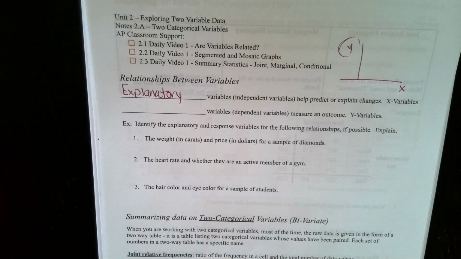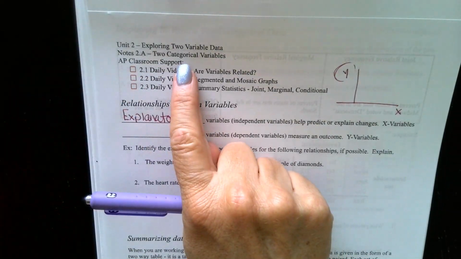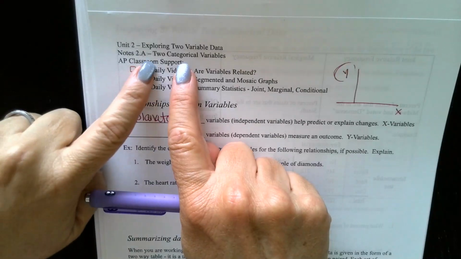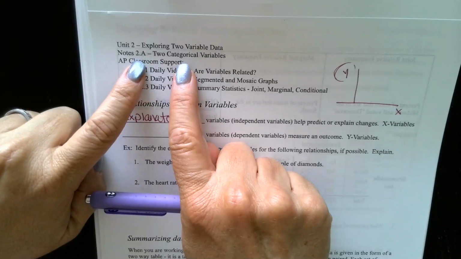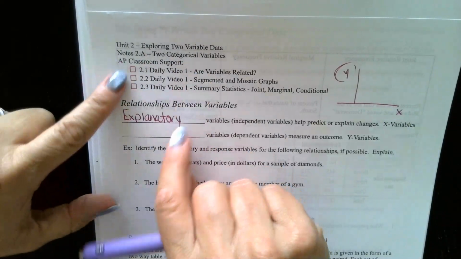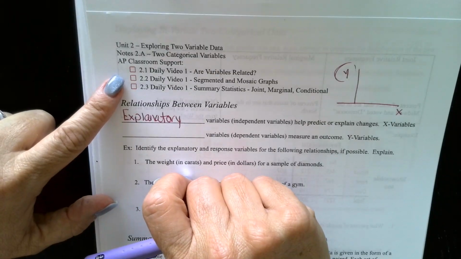Hi y'all. So we are on chapter 2 now, and chapter 2 is 2 categorical variables. All of chapter 2 is 2 variable data, but with section A, it's just categorical data. There's 3 AP videos. You don't need to watch these videos unless you feel like you really need to, okay?